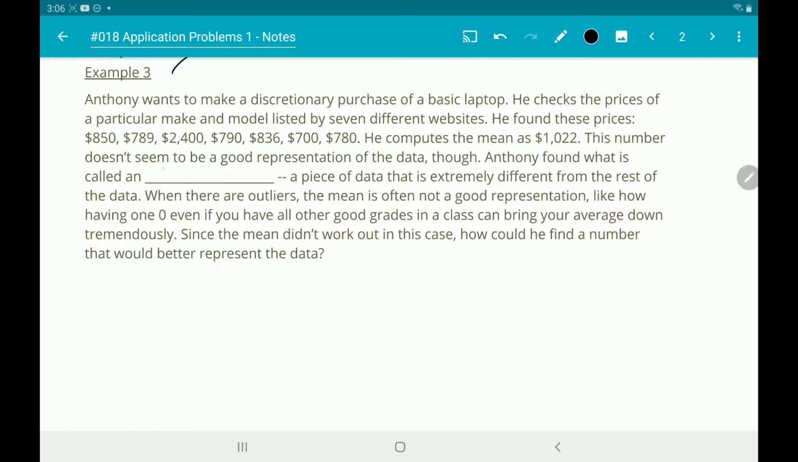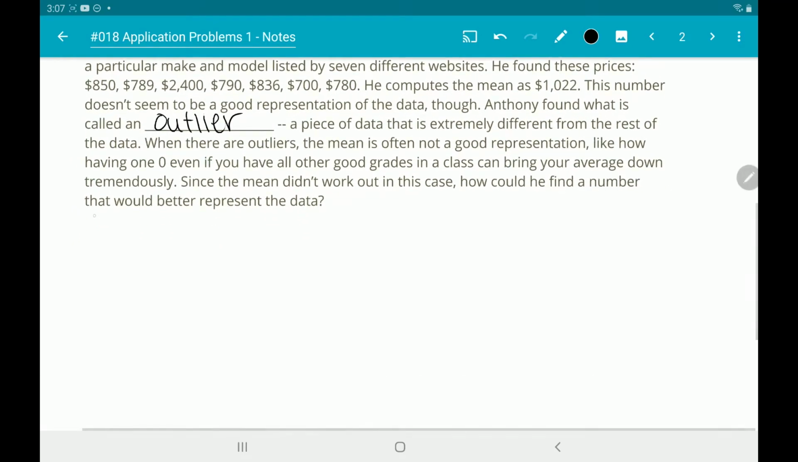Anthony found what's called an outlier, a piece of data that's extremely different from the rest of the data. When there are outliers, our mean is often not a good representation, like how if you have a 1, or a 0, even though you have all other good grades in a class, that can bring your grade down tremendously. Since the mean didn't work out in this case, how could he find a number that would better represent the data? He could probably use the median.